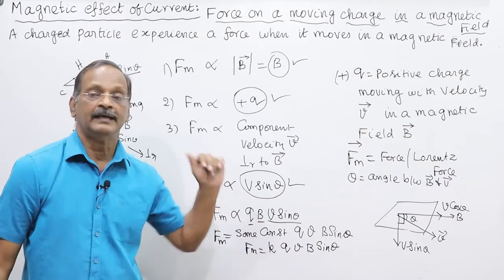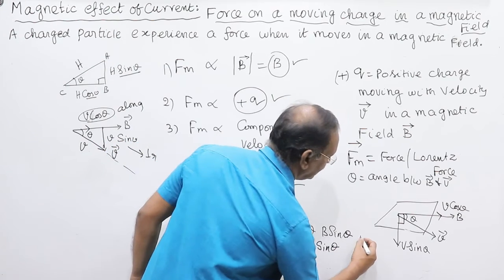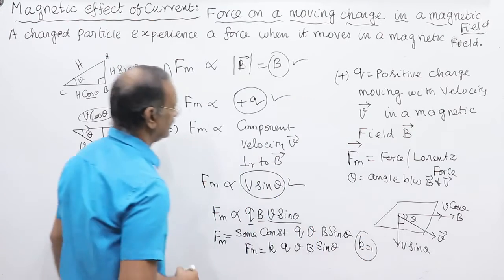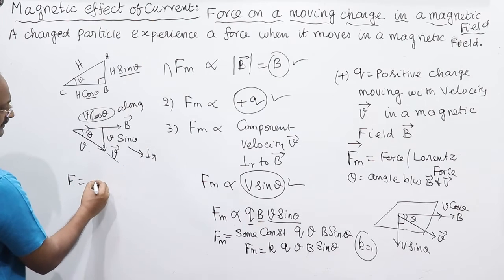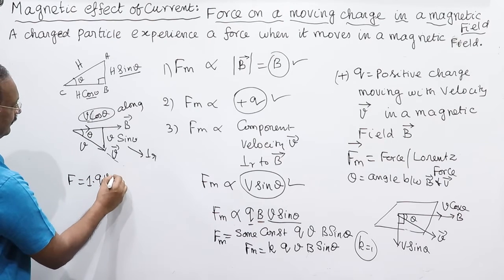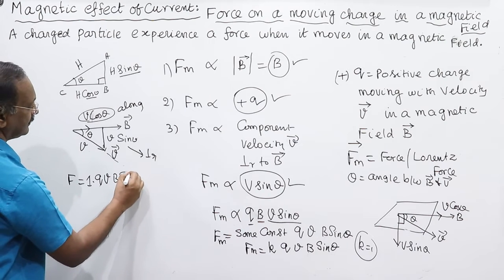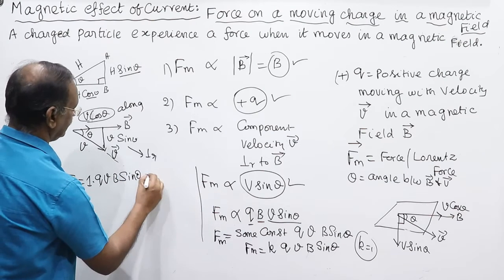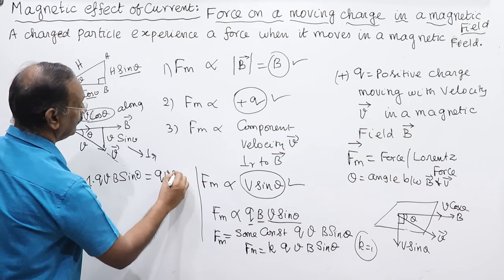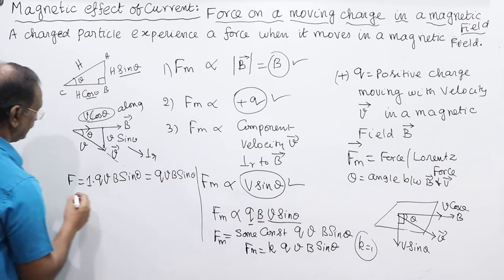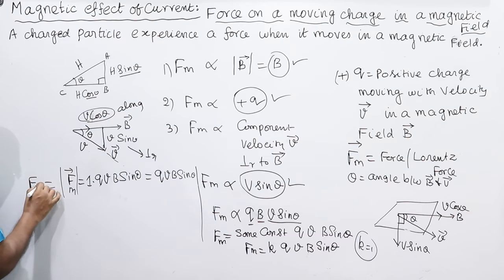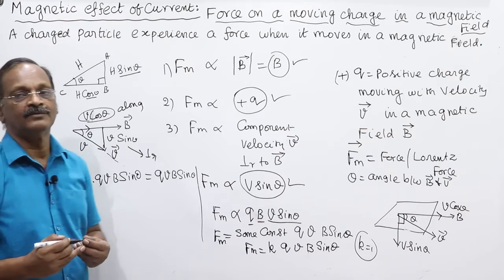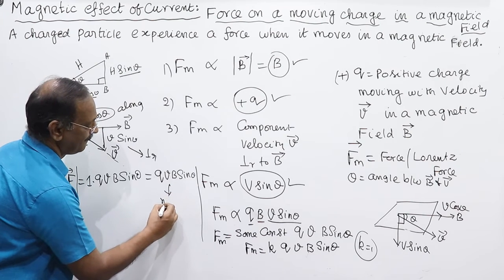So what will be its value? The value of K is equal to 1. K is equal to 1 means what? We can write force is equal to K, which is 1, into Q into V into B into sin theta, or we can simply write Q V B sin theta. This is only the magnitude of the force. It will have the direction also. So we have written only the magnitude.